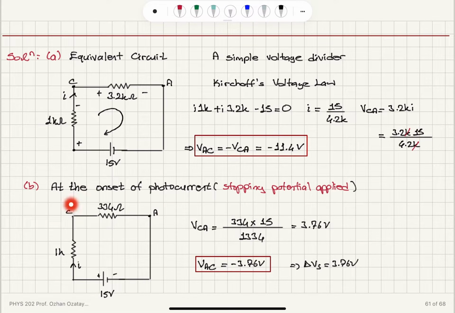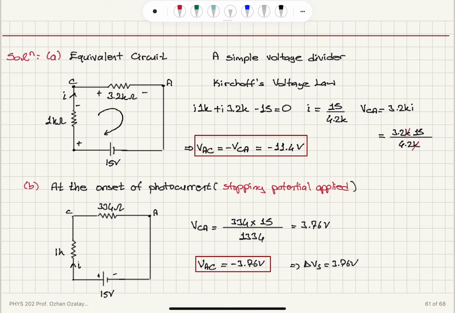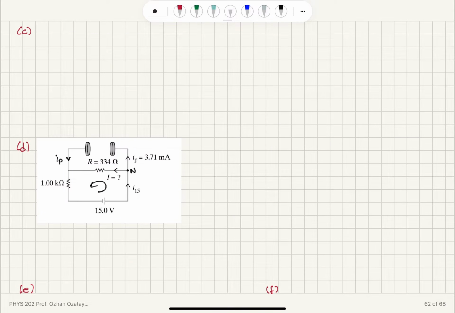It's a very small current, so I can neglect it, and this gives me the potential right at that point in time. Part C, what is the work function of the cathode material? This allowed me to evaluate the stopping potential. Now I can calculate the maximum kinetic energy of the photoelectrons, which will be equal to the amount of energy provided by a photon, hf, for the one photon, one electron process.